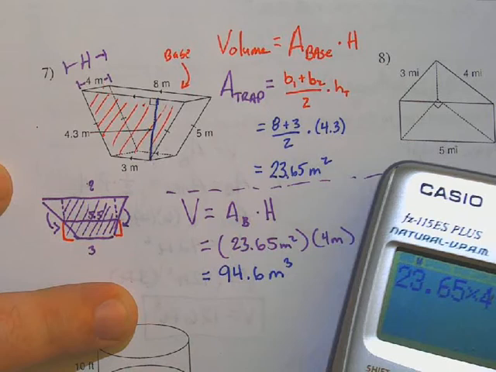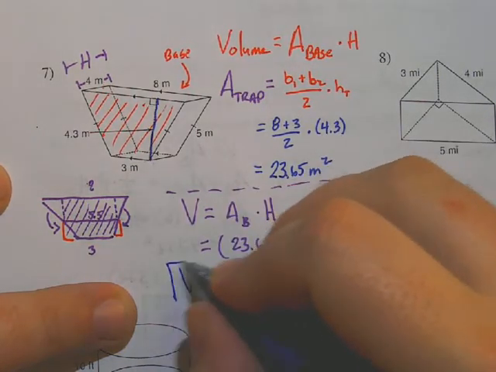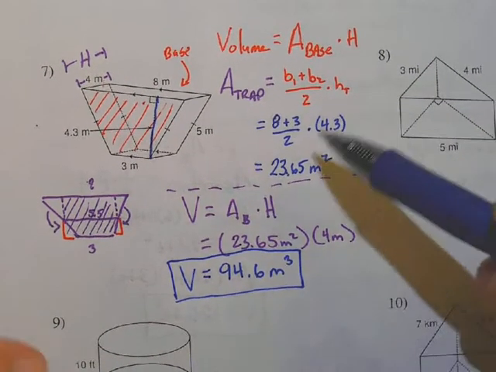23.65 times 4 is 94.6. Looks like we're good. Okay, and that is the final volume of that shape.